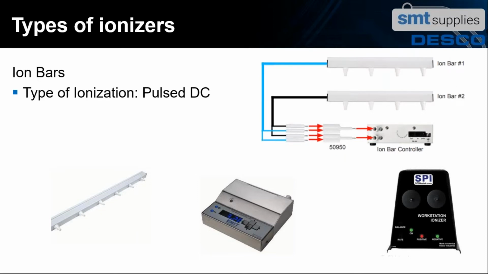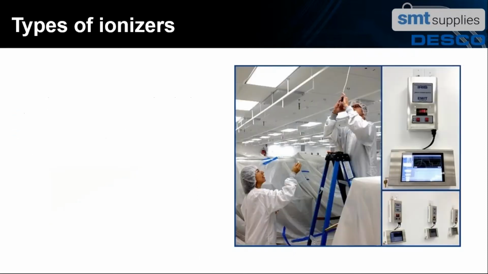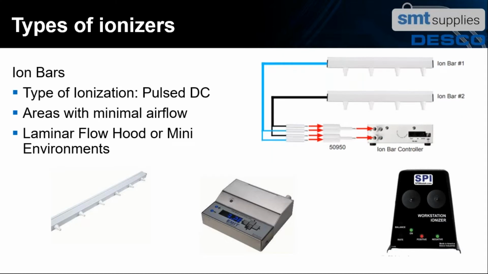And the last type, ion bars, are generally used in laminar flow hoods where there's very little airflow. They produce positive and negative ions, and the air within the laminar flow hood brings the ions down to the material that is trying to be ionized and neutralizes it.